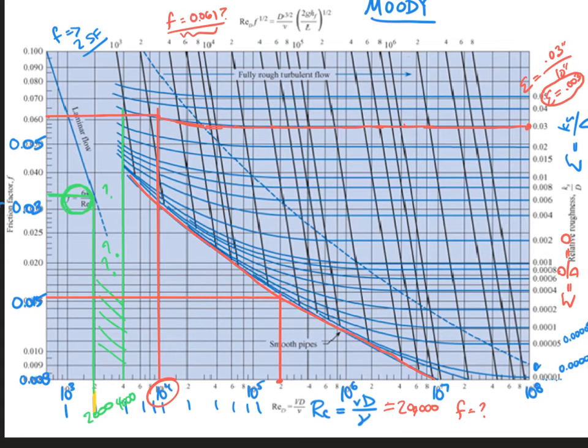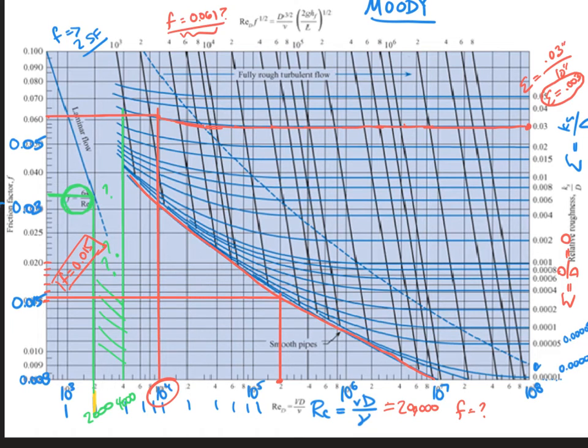And so that's, let's see here, 0.0015, 16, 17, 18, 19, 20. So I would put this as 0.015. You could put 0.016, and that would be fine as well. So that's how you get your friction factor, and that's how you use this thing.